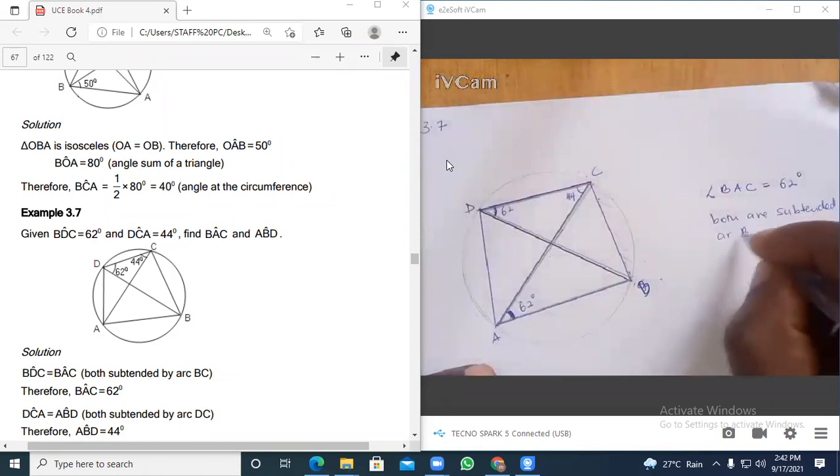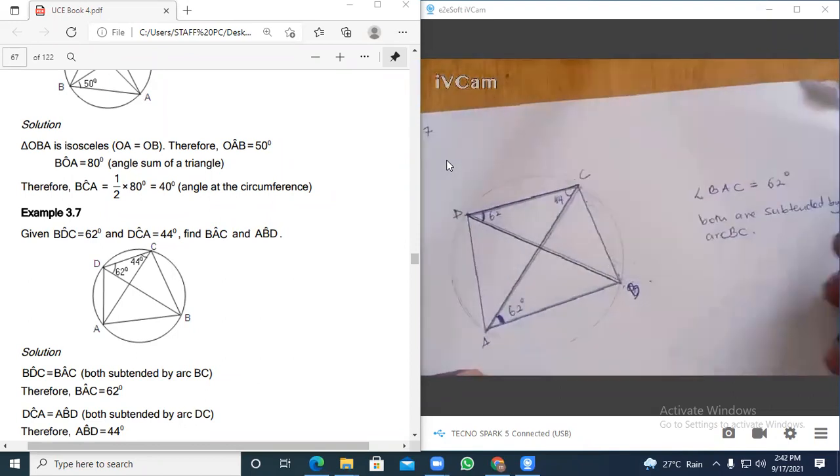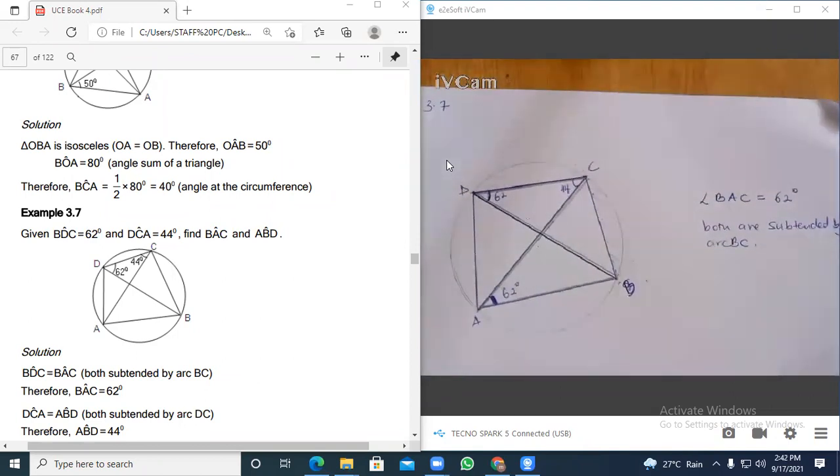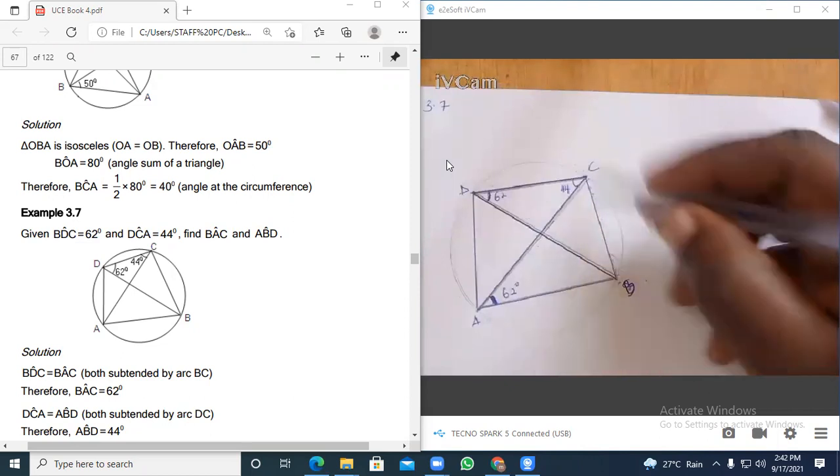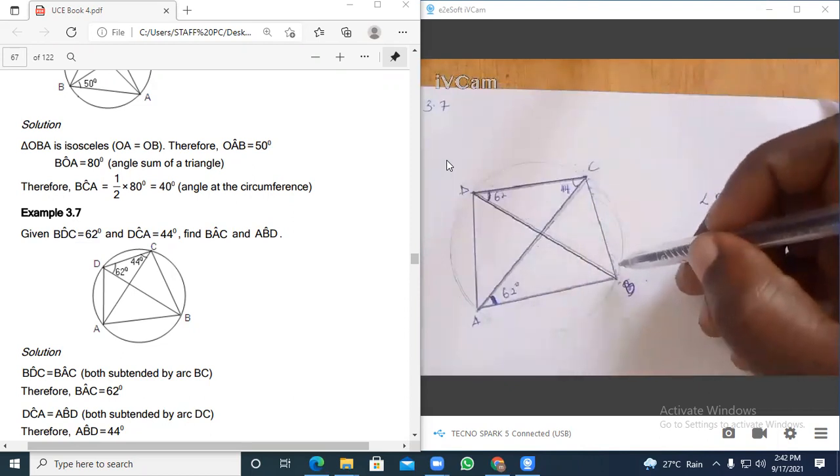Excuse me, teacher. Yes, please. Teacher, there was a time when you called BC the major segment. What made it the major segment? BC is a chord. No, we don't have a major chord. We just have chord.